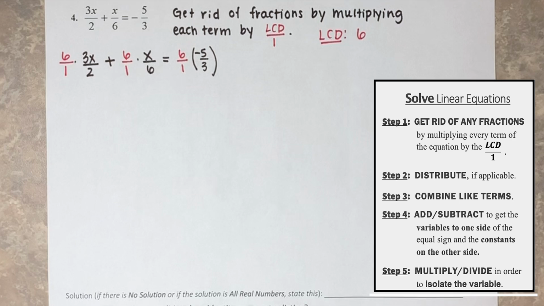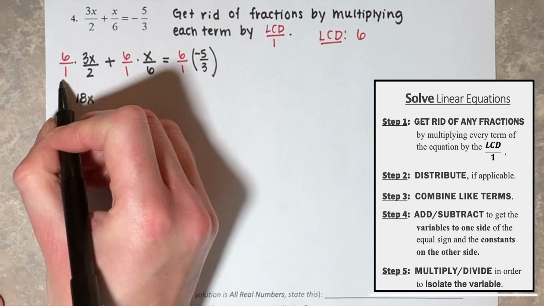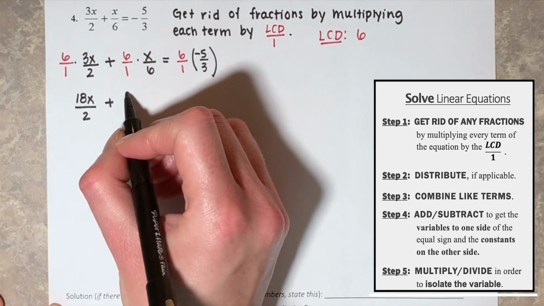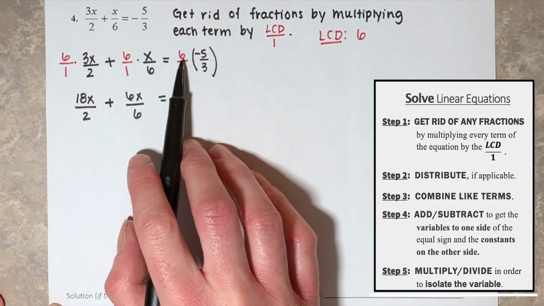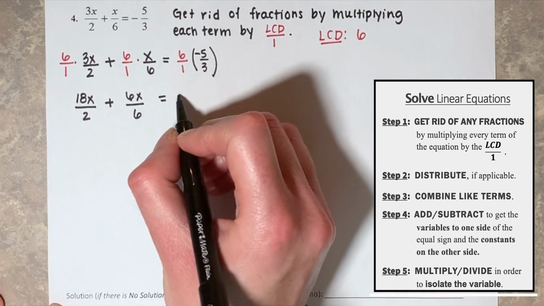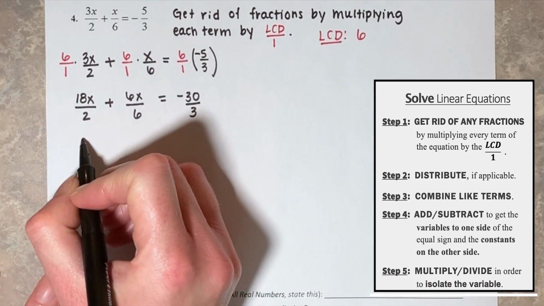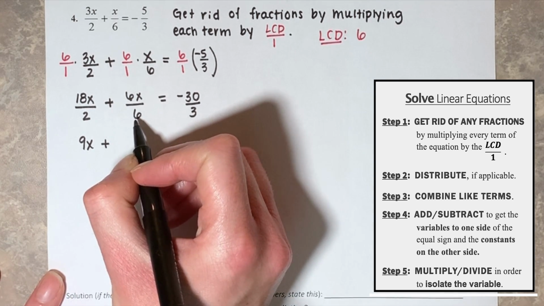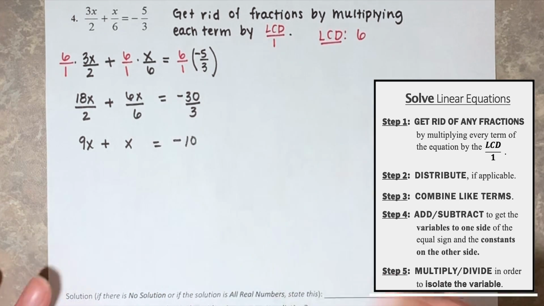Now, when we're multiplying fractions, we just multiply the numerators and multiply the denominators. So let's see, 6 times 3x will give us 18x, 1 times 2 will give us 2, 6 times x will give us 6x, 1 times 6 will give us 6, and then over here, this will give us -30 over 3. Let's see, 18x divided by 2 gives us 9x. 6 divided by 6 gives us 1, so we're left with 1x, or just x. And then -30 divided by 3 gives us -10.